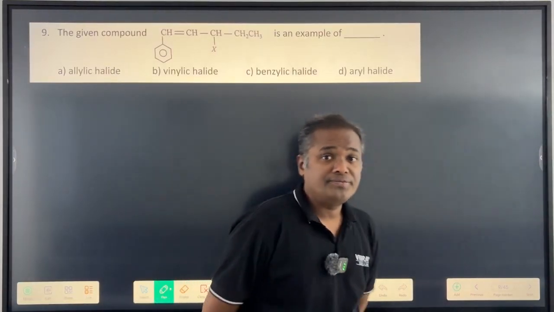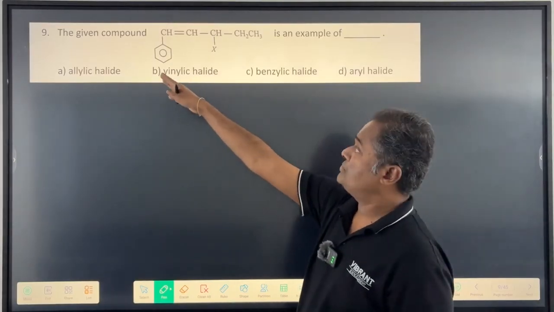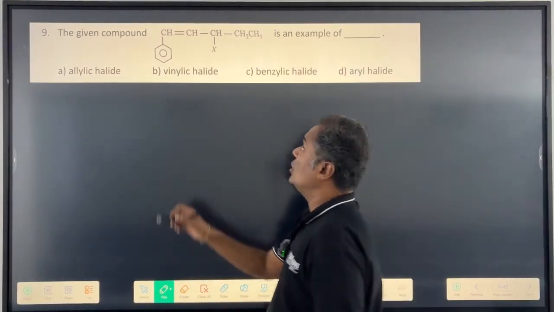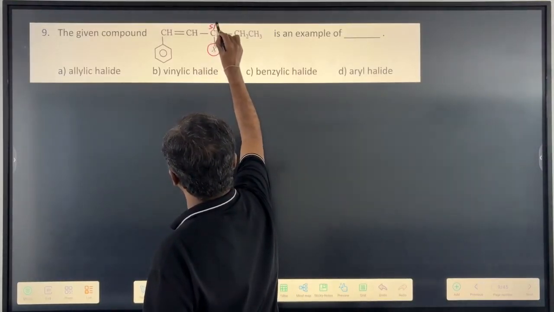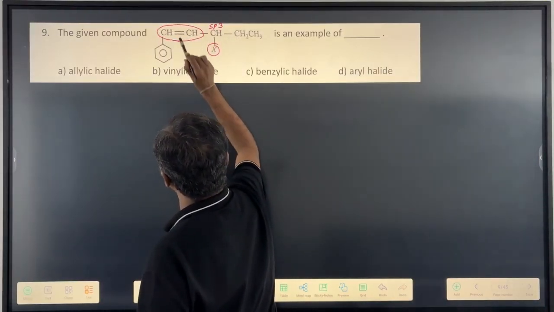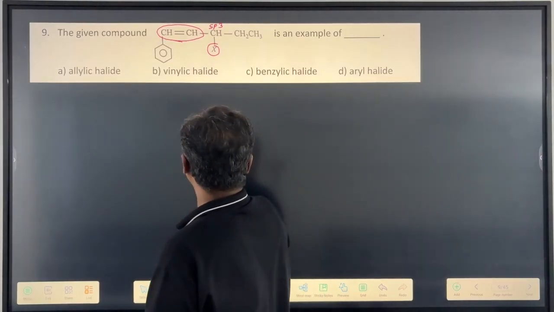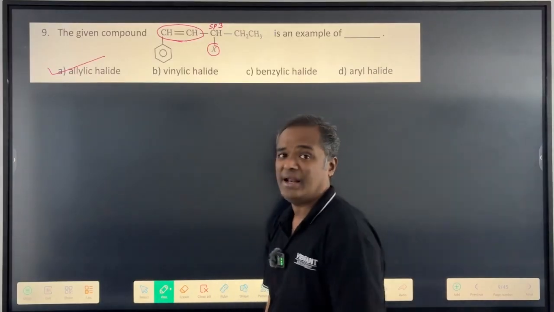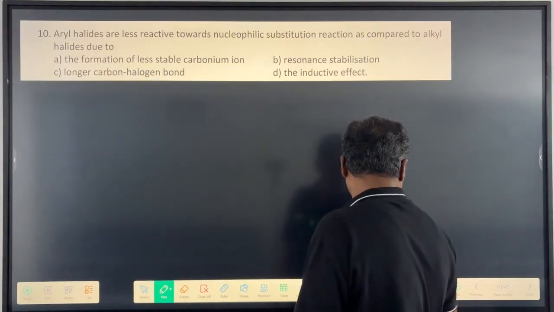Now, what is given over here? I think it's based on classification, child. The given compound in front of you is an example of. You know that the functional group is attached to an sp3 carbon which is next to a double bond. Can I call this situation an allylic halide? And yes, the correct answer for this MCQ is an allylic halide. I think this question is clear, child. Let's move to the next question.